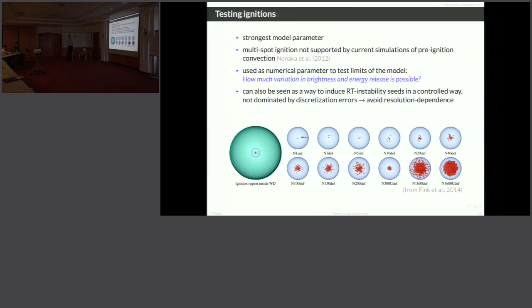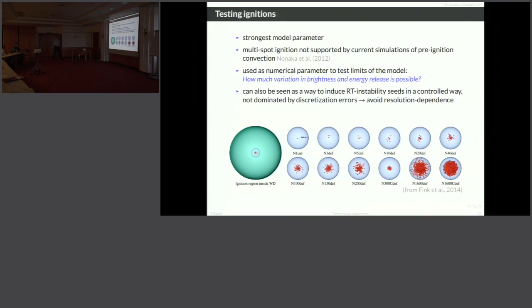It can also be seen as a way, this multi-spot ignition, of inducing seeds for the Rayleigh-Taylor instability in a controlled way, because if you just put in one bubble at the center, it's very hard to set up something that is really a suitable numerical setup for convergence studies, because then the seeds for the Rayleigh-Taylor instability will be just set by the resolution, by discretization errors. So therefore, starting out with something that excites different modes of the Rayleigh-Taylor instability seems to be a better controlled way of doing it.